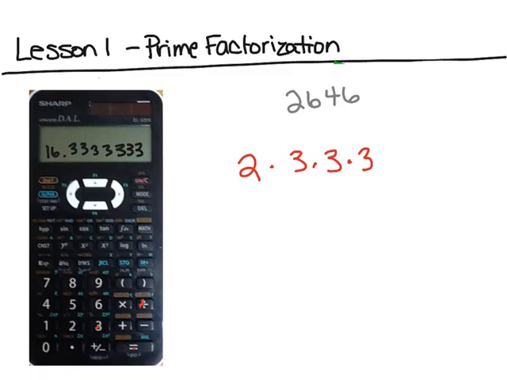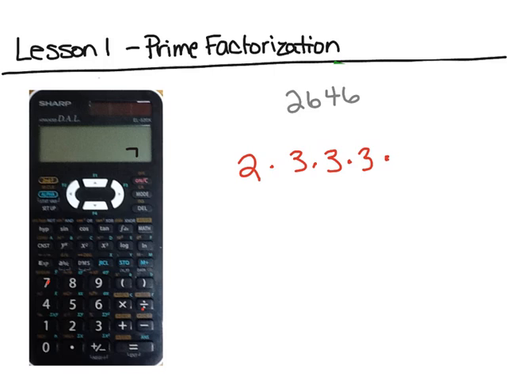16.33333333. So that doesn't work. So we're going to fix it by pushing times by 3. And you should get back to 49. 49, you should know, is the same as 7 times 7. So we're going to divide by 7 and get 7.